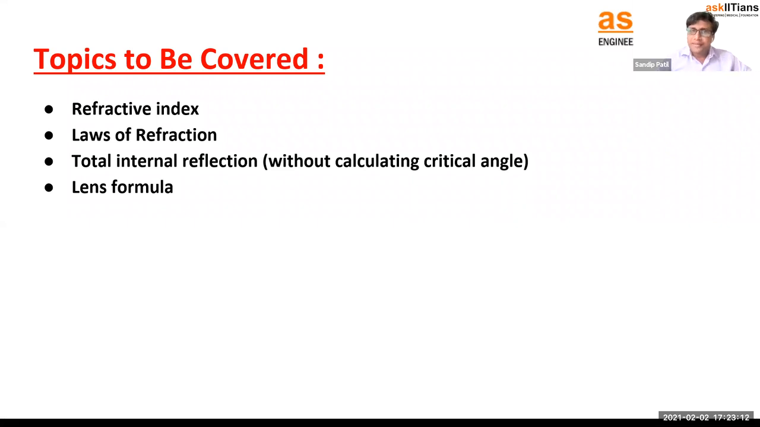Then the laws of refraction. We already know what reflection is. What is refraction? I gave you the example of the glass window. Light is coming through the glass window in a straight line most probably, but there is a small deviation, a small change in the path of the light. What is that change? We are going to see that. That is actually called refraction. And then total internal reflection and the lens formula. All those things we are going to see today.